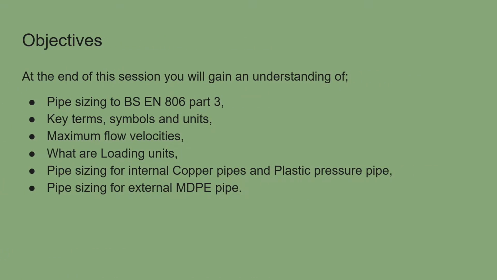So the objective of this session is we are going to get an understanding of pipe sizing to BS-EN 806 Part 3. We're going to look at the key terms and symbols and units used when pipe sizing. We're going to look at maximum velocities of flow that we base these sizing on. We're going to look at what loading units are. Then we're going to use a little exercise on pipe sizing for internal copper pipes and plastic pressure pipes.